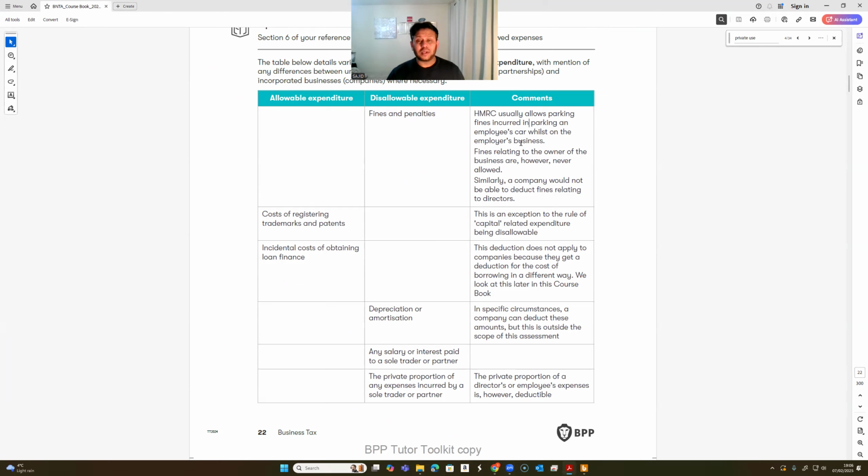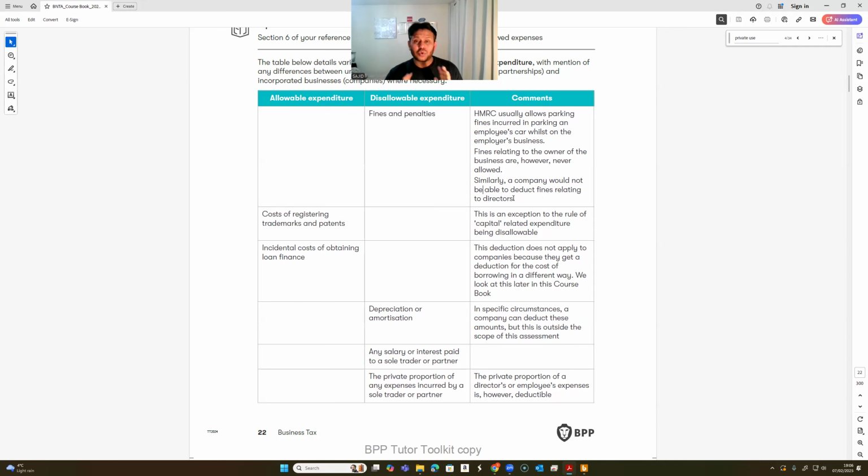So if the employee has a fine, then it is allowable expenditure. Fines relating to the owner of the business are, however, never allowed. Owner means the sole trader business. Similarly, a company would not be able to deduct a fine relating to the director. So if the director has a fine, we are not allowed to deduct that fine. So you have to be very careful.